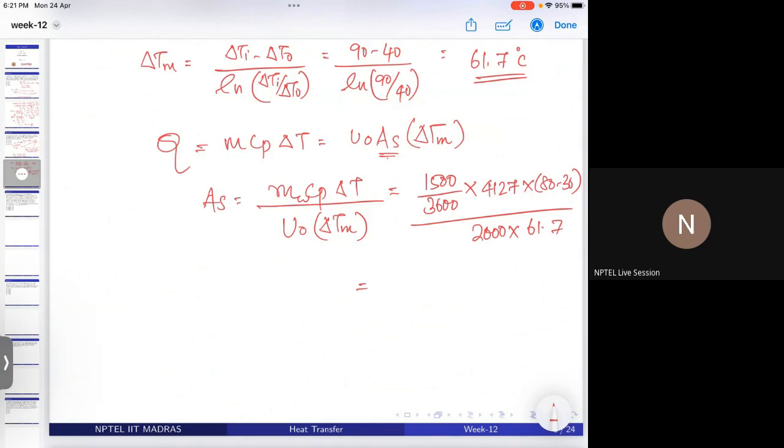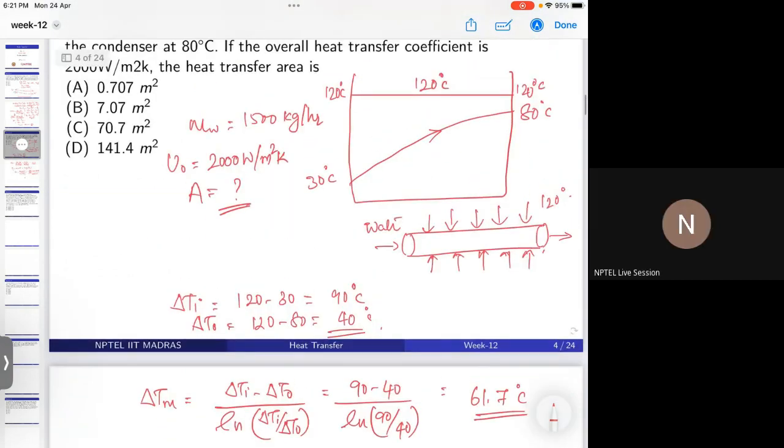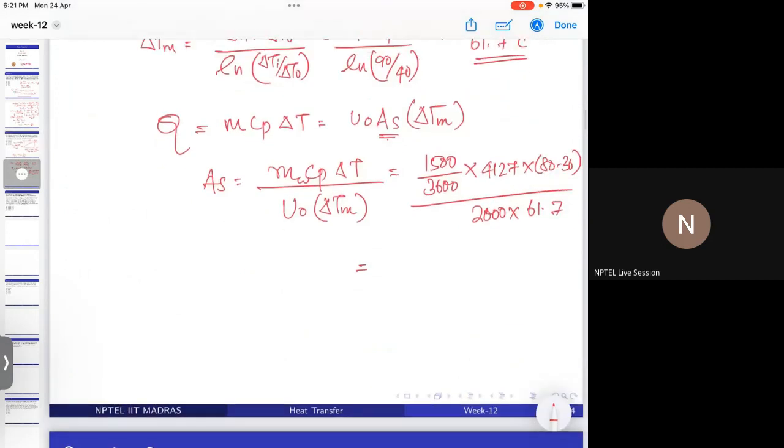How much? 7.1. Okay, let me check, is that the answer? Okay, let me check that. I am getting 0.7. Okay, let me calculate once more. Actually, I used the value 4.2, 4200, for the specific heat of water. That is kilojoule, so you have to convert to joule. Yeah, 4200 I have used, and then I got the answer 7.1. Okay, let me see.